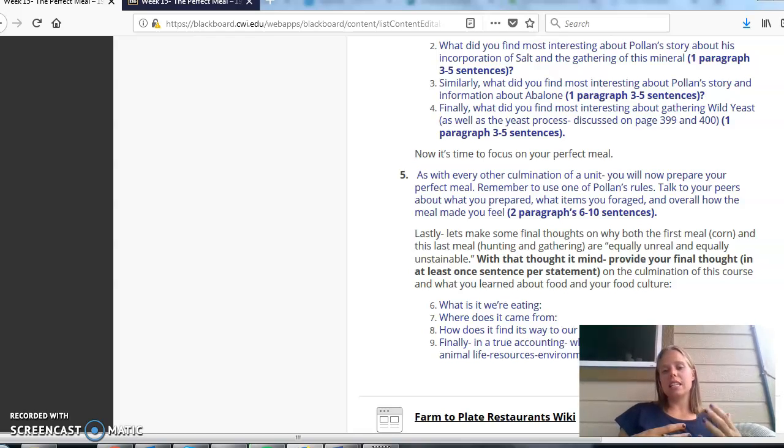So this idea of what we're eating, a lot of you did a really good job of tying that into we don't know what we're eating. As consumers, we go to the grocery store and we're completely removed from this idea of where our food comes from. A lot of you addressed the fact that what we're eating is corn.